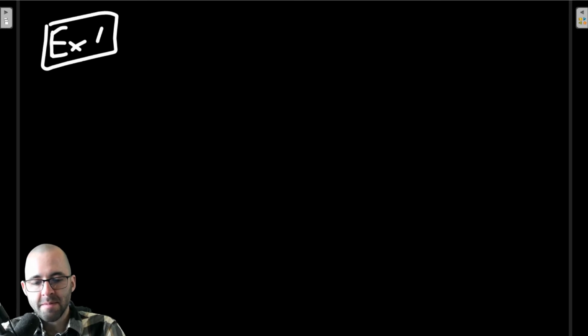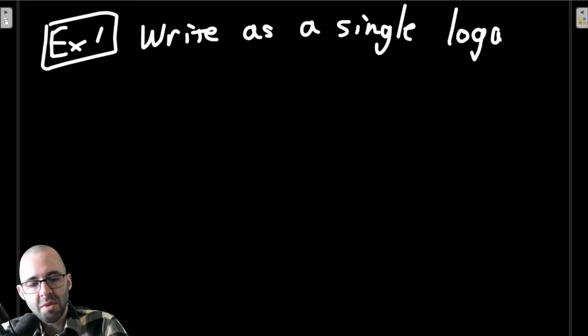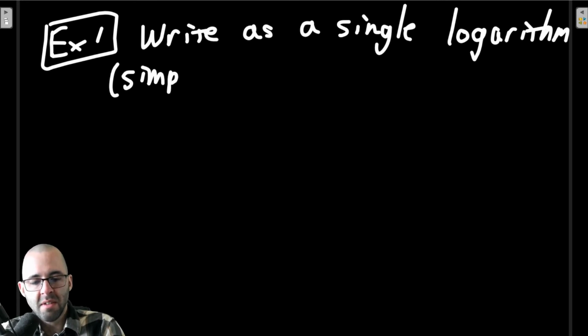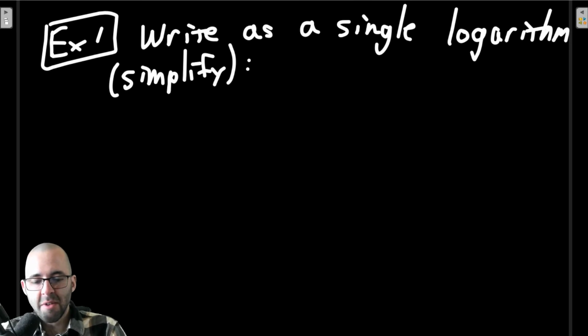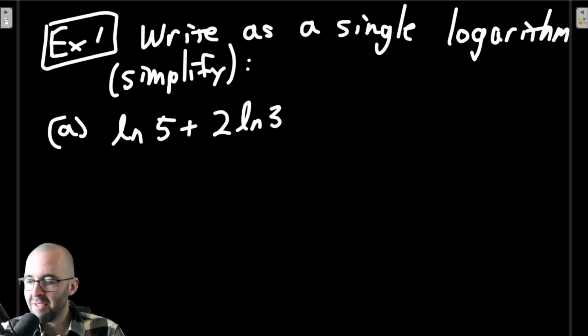So example 1, write as a single logarithm, or the book sometimes will say simplify. I think which form is simpler is a little up for debate, but simplify is really one of the most nebulous words, I think, in math. We always use it, and I don't think it's as clearly defined as people might want it to be. But we'll have to save that for my ranting video about math. Anyway, here we go. Write as a single logarithm.